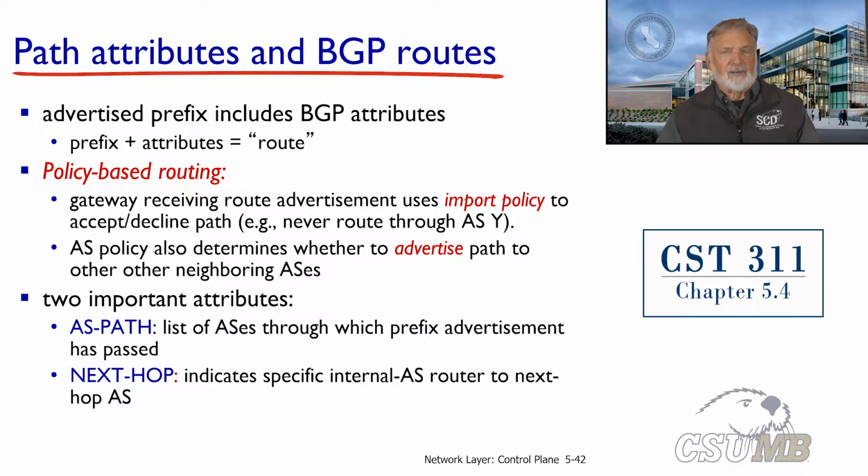More completely, the protocol makes routing decisions based upon the shortest paths and other attributes such as network policies or rule sets configured by an administrator. Two of the most important attributes are the list of autonomous systems through which the prefix advertisement has passed, and next hop, which indicates the specific gateway router used to get to the next hop AS.